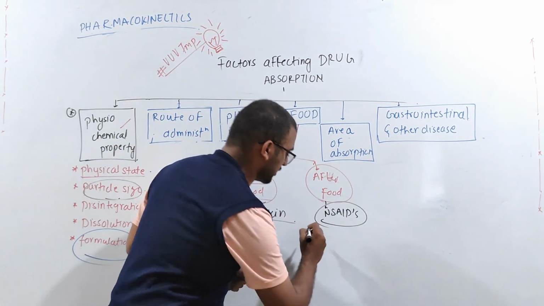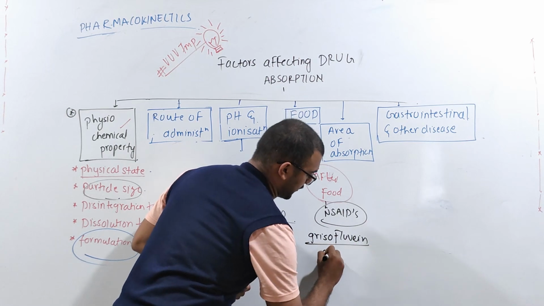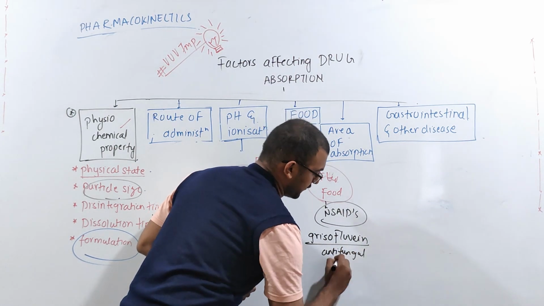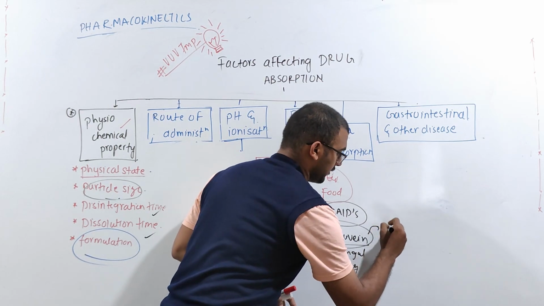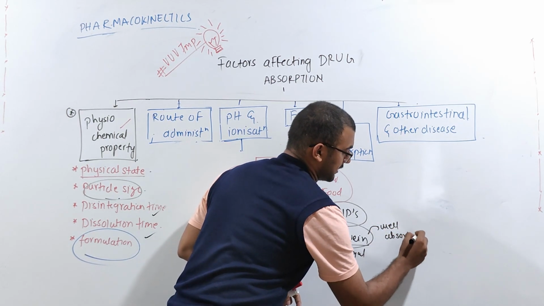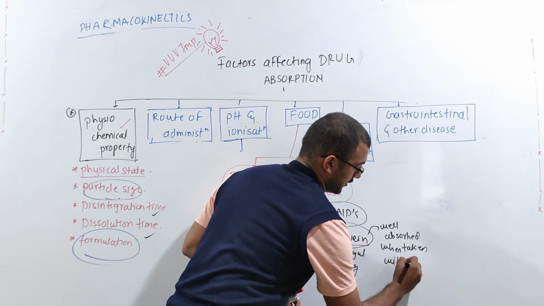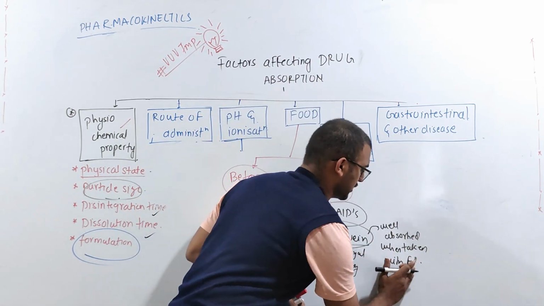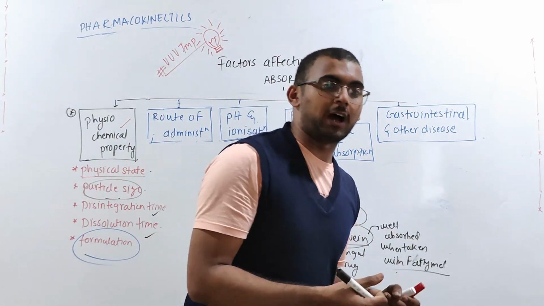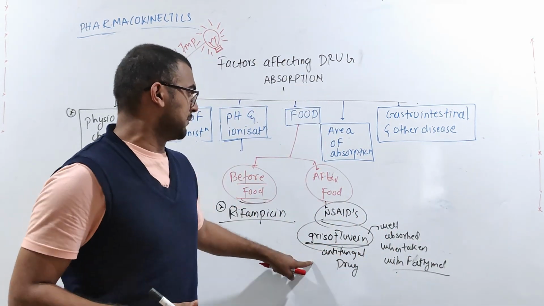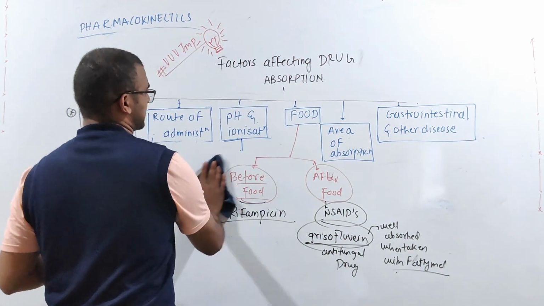Now one more is there, that is griseofulvin. This is an antifungal drug. Just remember, this drug is comparatively well absorbed when taken with fatty food, like a fatty meal. So when you take this drug with a fatty meal, you are going to have faster absorption. That is griseofulvin, an antifungal drug. I hope it is clear. I hope it is going well. You are understanding the things.